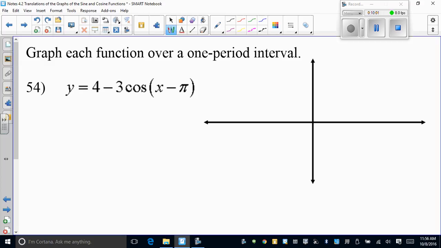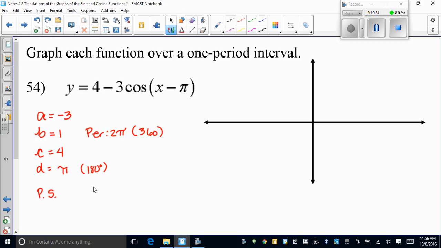A equals -3, B equals 1, so our period is 2 pi, or 360. Our C value is 4, and our D value is pi, or 180 degrees. Because we do have a phase shift, we've got to look at our phase shift.